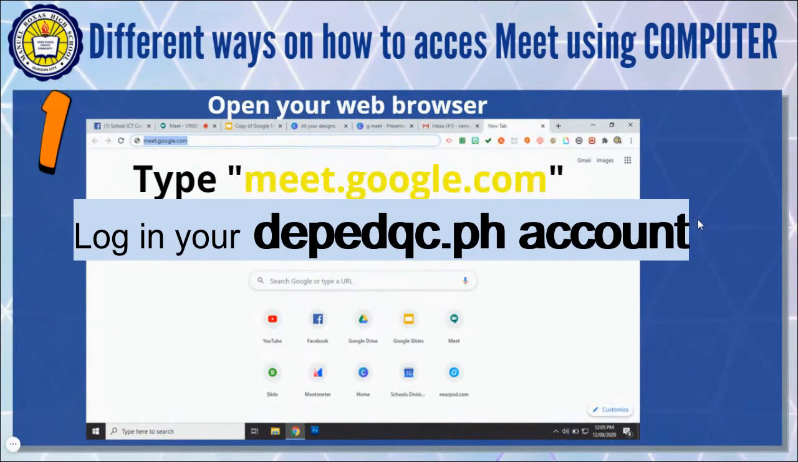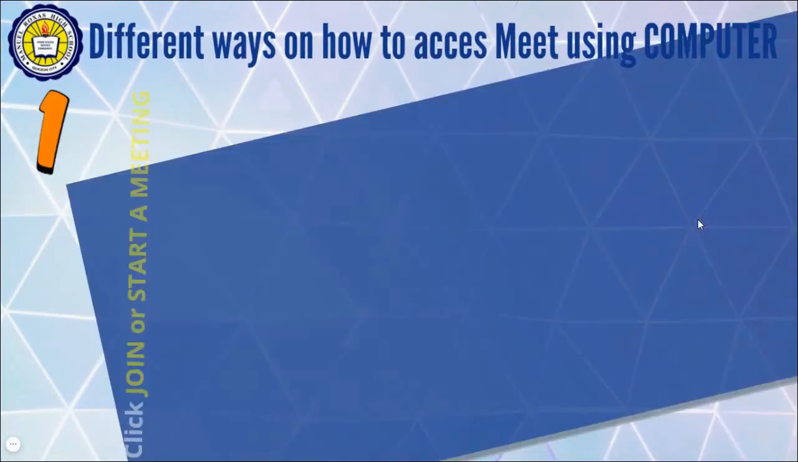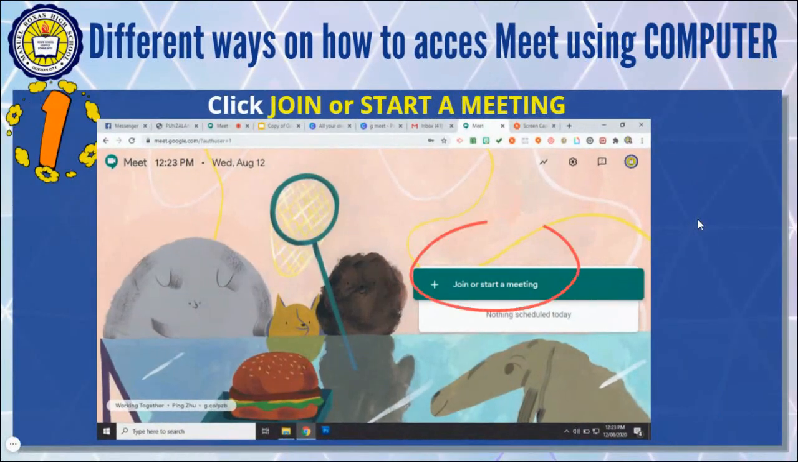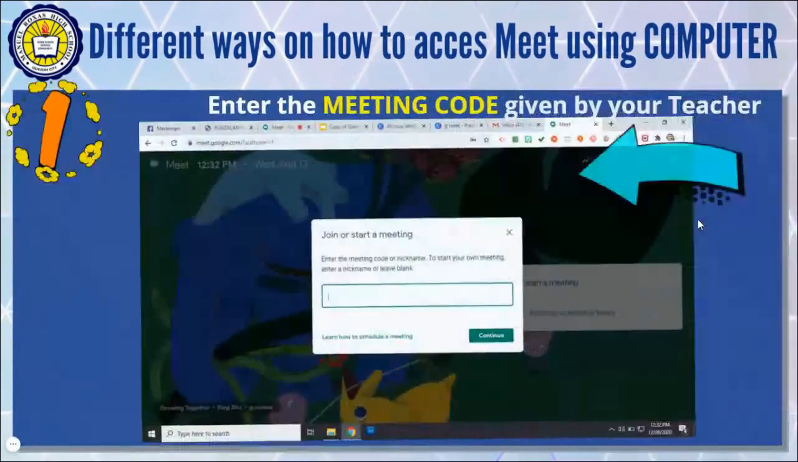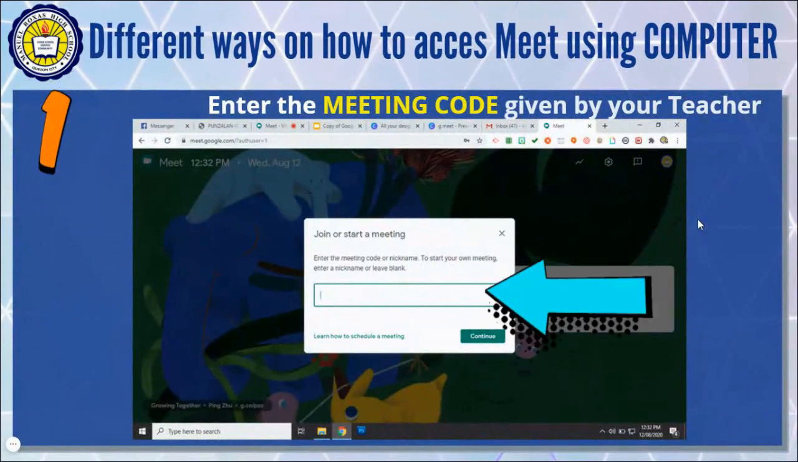Different ways on how we are going to access Meet using our computer. First, we can open the browser, then type meet.google.com. Click Join or Start a meeting. Enter the meeting code given by your teacher.